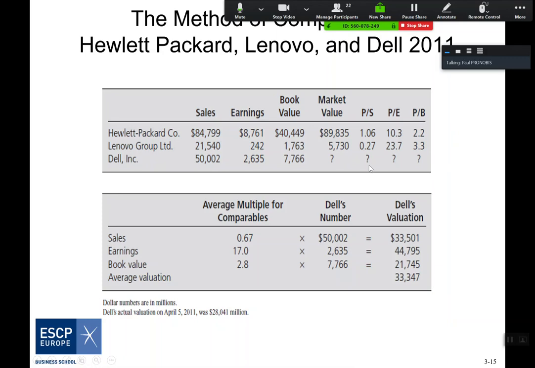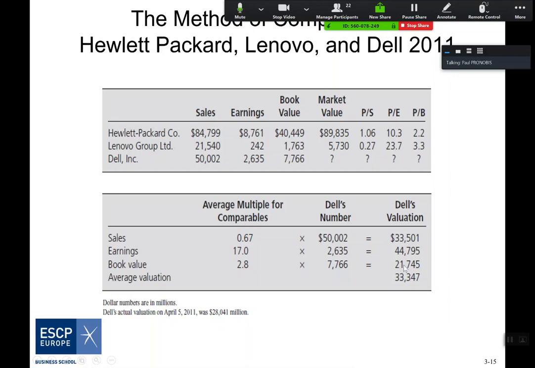A possible approach would be to combine all of these three multiples together. We can take the average sales multiple of Hewlett-Packard and Lenovo, which is 0.67, and apply it to Dell's sales. We get a valuation of, for example, $33 billion. Same with earnings: the average earnings multiple of Hewlett-Packard and Lenovo is 17, applied to Dell's earnings yields a valuation of roughly 45 billion, and the average book value multiple of 2.8 times Dell's book value of equity yields a valuation of 21 billion.